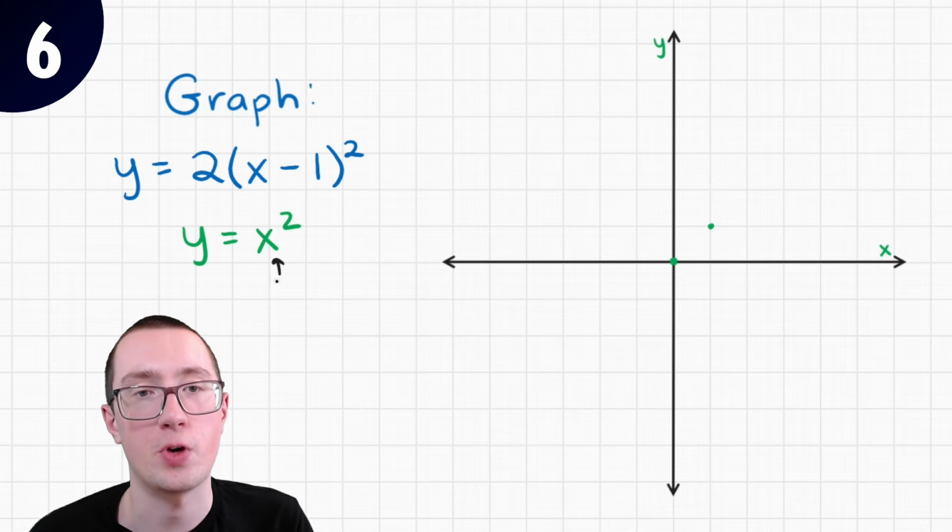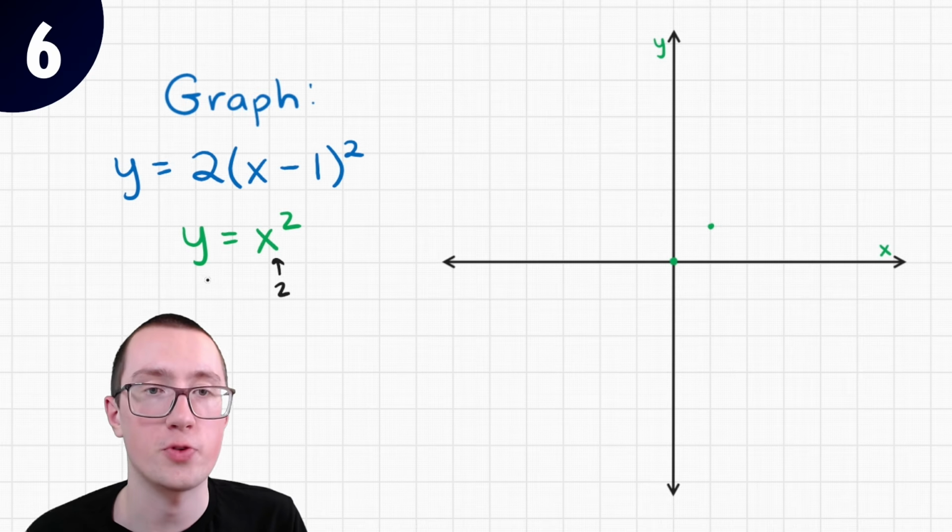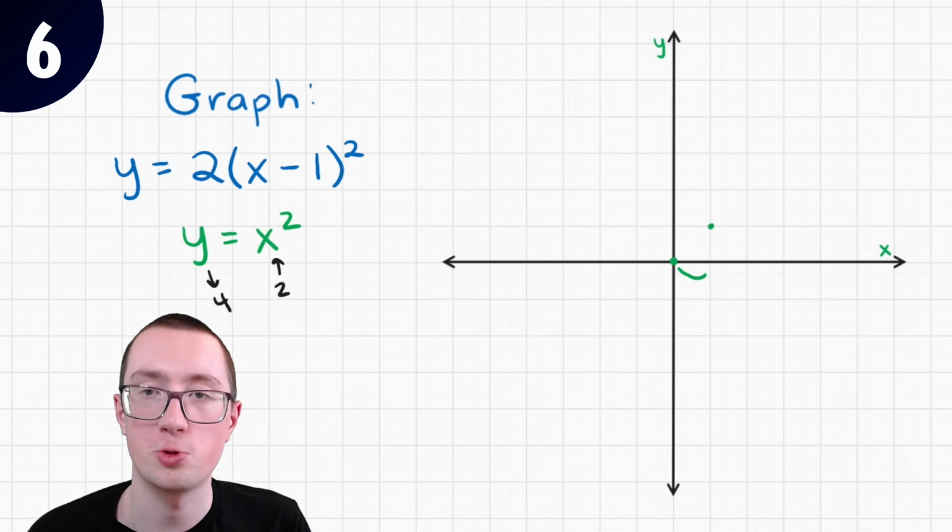If I plug in 2 for x, then 2 squared, 2 times 2 is 4. So when I plug in 2 for x, I get out 4 for y. So that means we need to go 2 squares to the right and 4 squares upward. And we're going to plot a point right here.